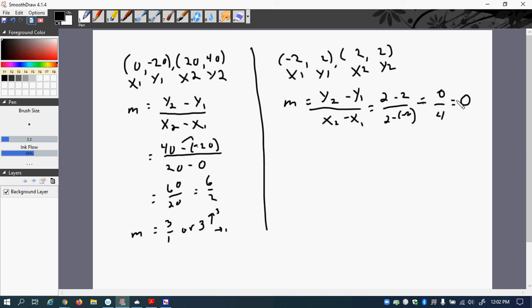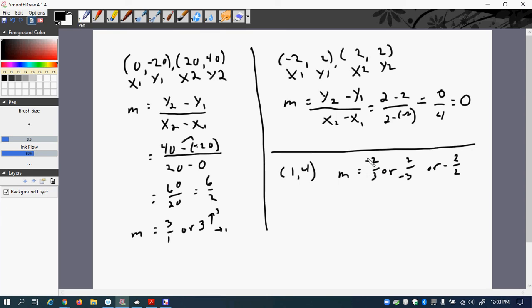Okay, another situation is where sometimes they just give you a point and they tell you the slope. So let's say you have that situation where I'm given a point which is (1, 4), and the slope is going to be -2/3. Or we could say it's 2 over -3. Or we could say it's just -2 over 3. In any case, one of these numbers has to be negative. They both can't be negative. So that's an important piece to remember.